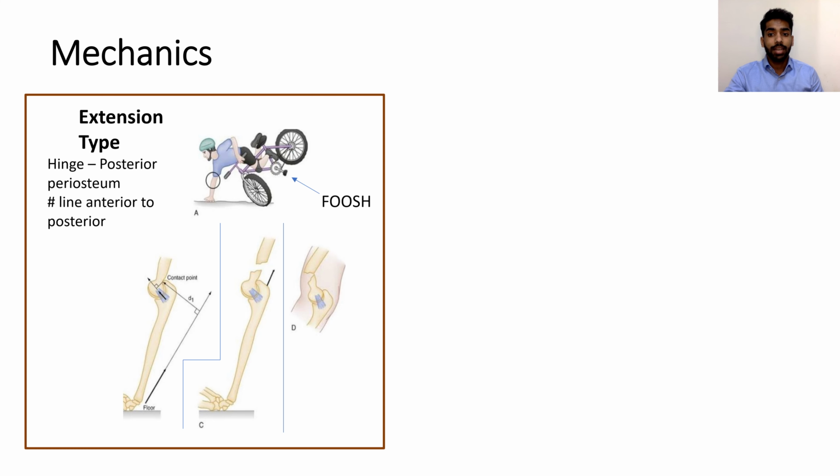Here, the typical mechanism is falling on an outstretched hand with the elbow in full extension. It causes the olecranon to engage in the olecranon fossa, which acts as a fulcrum. It propagates the force further and causes the distal segment to displace posteriorly. The fracture line propagates from anterior to posterior, with the posterior periosteum being the hinge.